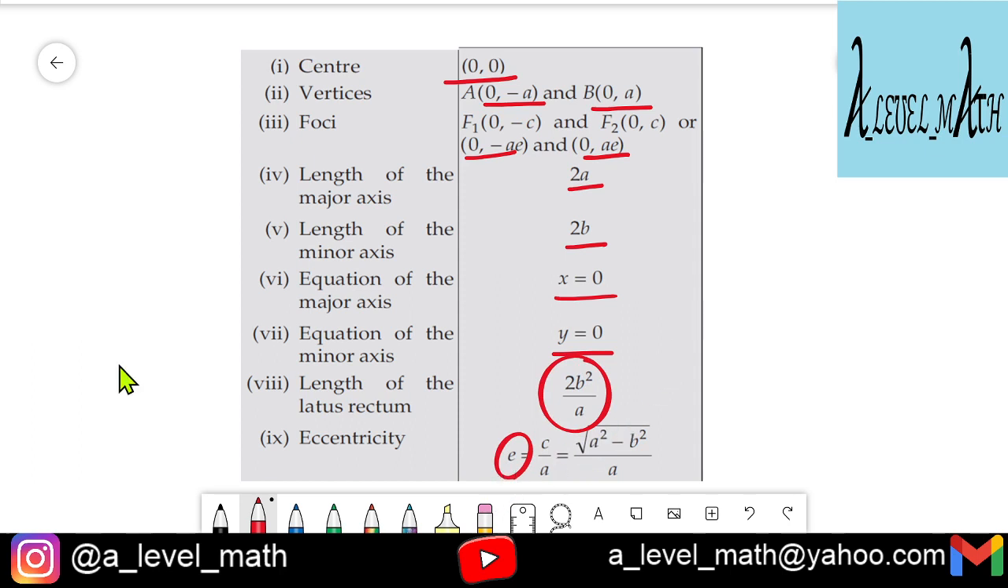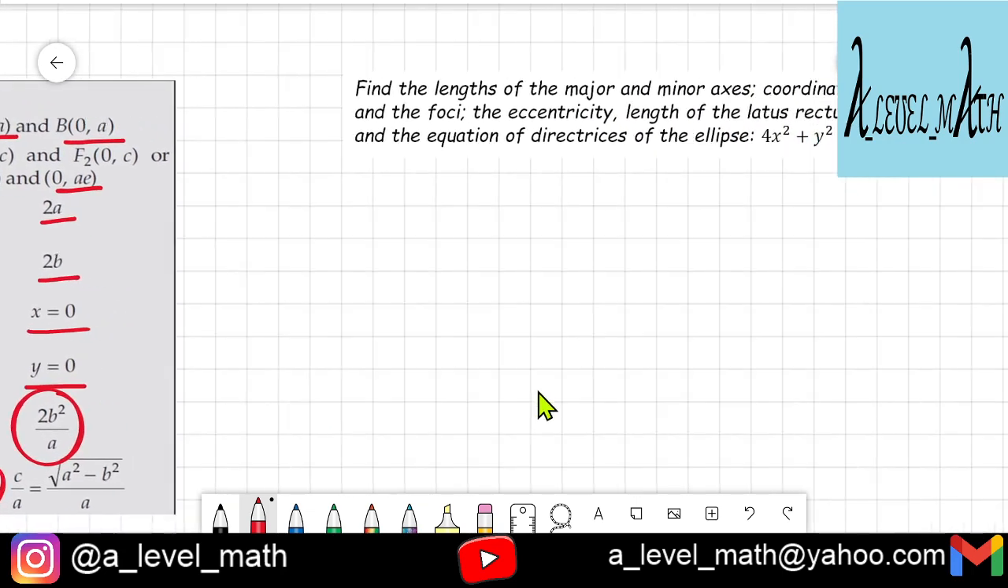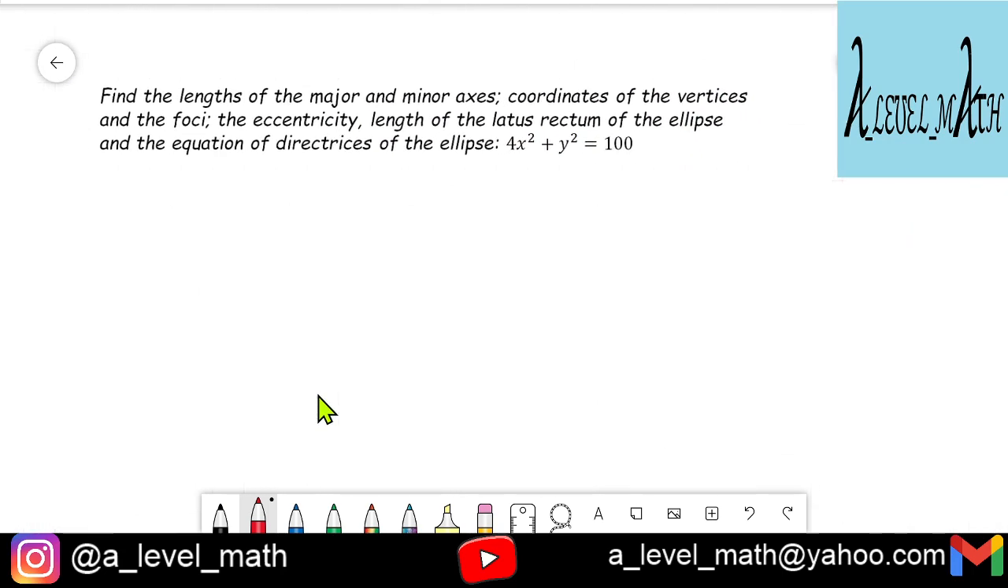Alright guys, so the key takeaways again are that a is greater than b and e is less than 1. Always remember these two cases. Now you will understand why I'm time and again focusing on this fact so much. So again, you are given some equation and you are asked to find all of the features: vertices, foci, eccentricity, and so on. Our first task is to write down the equation in its standard form. This you always have to do.